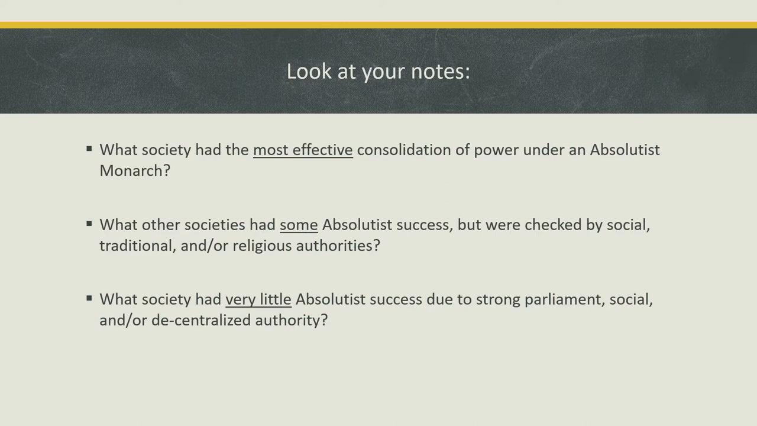All right, now it's time for the answers revealed. So, what society was the most effective consolidator of power under absolutist monarchs according to the lecture? Well, France. France is a really good example of that consolidation of power under a single authority. It came about thanks in large part to a professional managerial class that began to emerge in the 1600s.